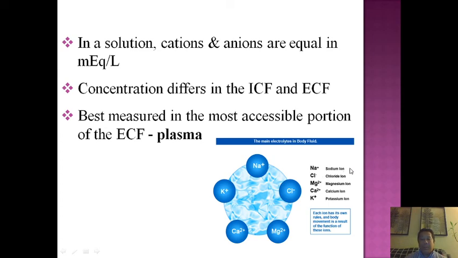So, what are some of the main electrolytes in body fluids? Sodium is one of the most common electrolytes. We have chloride as well, magnesium, calcium, and potassium. Potassium and magnesium are basically intracellular cations, whereas calcium and sodium are your cations outside the cells, or extracellular cations.